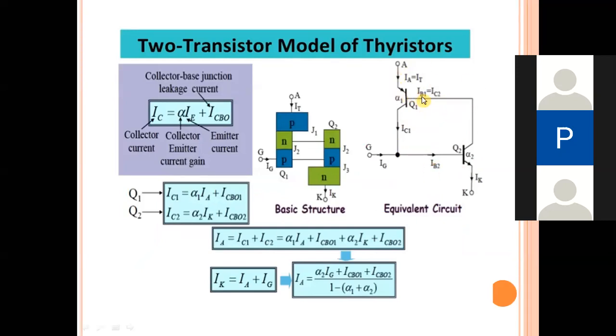So you have transistor Q1 with a current gain of alpha 1, and transistor Q2 with a current gain of alpha 2. Okay, the anode is considered as the emitter terminal of Q1, and the cathode is considered as the emitter terminal of Q2. So this is going to be a PNP transistor, and this is going to be an NPN transistor, which is connected like this with the gate terminal.